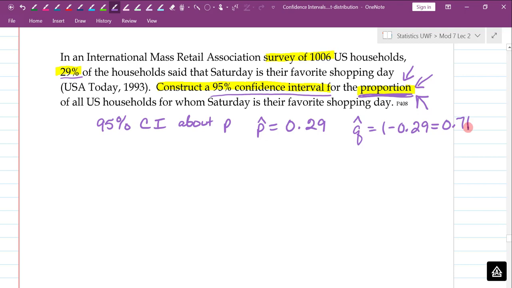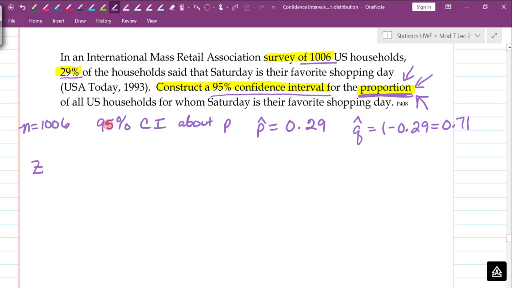What's my sample size? My sample size, N, is equal to 1,006, okay? So I've taken care of all the information that I highlighted, and I know exactly what I'm doing. I'm doing a confidence interval. If I'm doing a confidence interval about the proportion, I know for a fact that I am on the Z distribution. So I'm going to be looking for Z, okay, at alpha half.